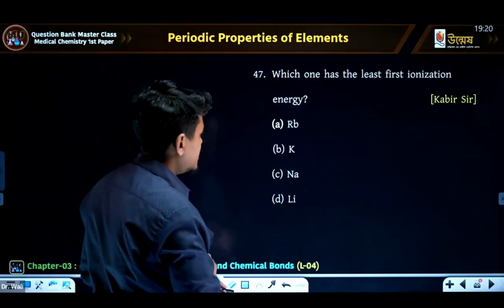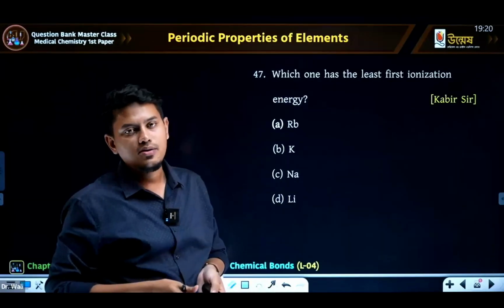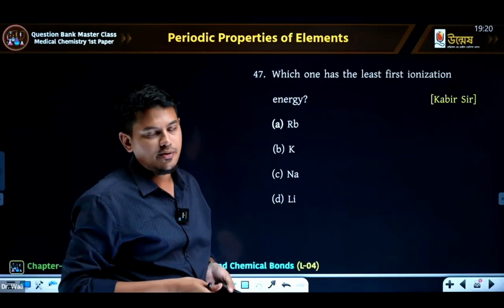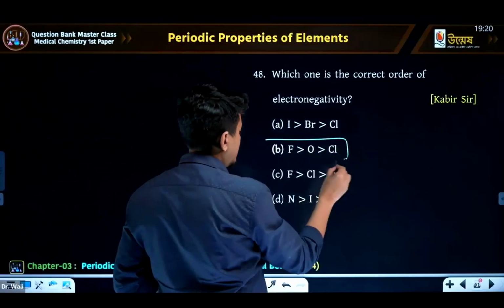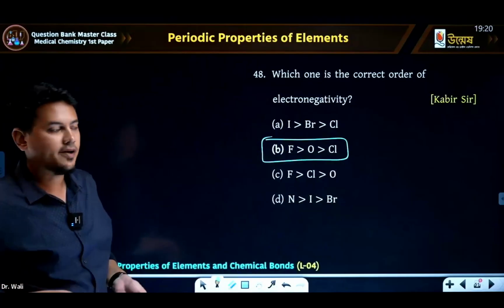Which one has the least first ionization energy? In this case, in group 1, the lowermost element will show the least ionization energy. Here, rubidium should be the answer. Which one is the correct order of electronegativity? Certainly chlorine, oxygen, chlorine. Why? Chlorine shows 3, but oxygen shows 3.5.